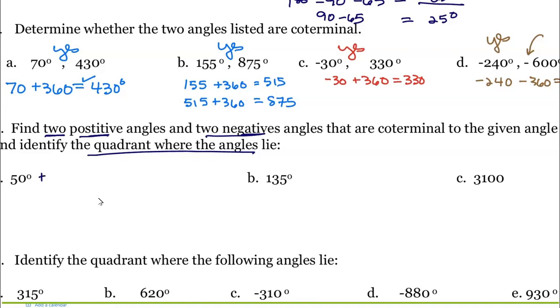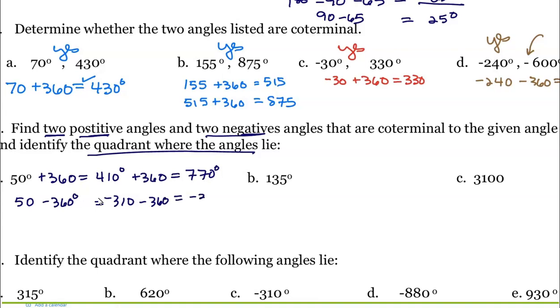So if I add 360, that will get me 410. And then I add 360 again, and that gets me 770. Okay, if I take 50, go back to the 50, minus 360, that gives me negative 310. And then subtract 360 again, that's going to give me negative 670. So let's highlight what I'm getting as results.